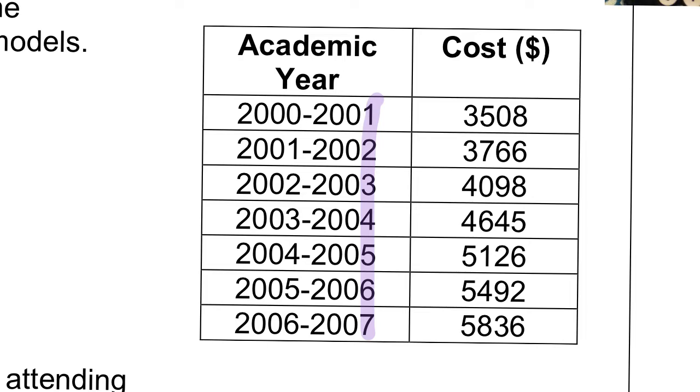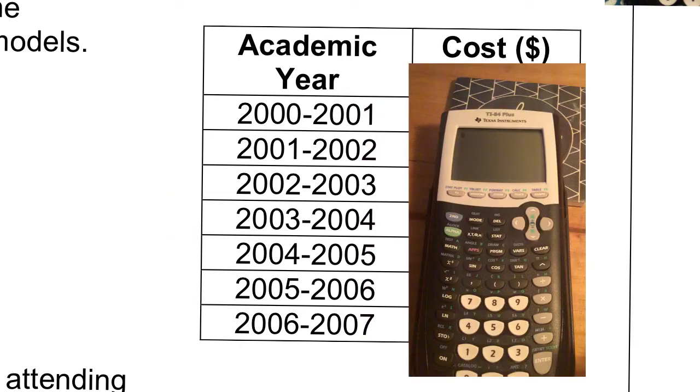If we're looking at the first year, then the cost would be $3,508. And numerically, we can just number the years and make this our x value instead of a year. Now you can enter that data into the stat function in your calculator and put statplot1 and zoom 9 to determine which function it is.